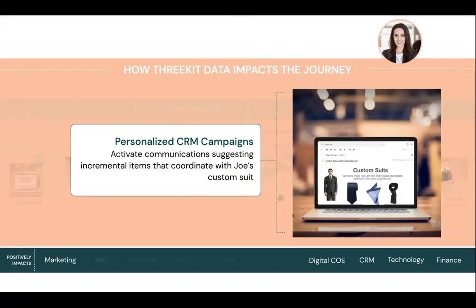So not only did we provide him a personalized experience along the entire path to purchase, we can continue to provide him with personalized campaigns and communications past his purchase, and keep him coming back for more. Keep upselling him on things that we know will resonate with him. Again, this impacts not just marketing, but your CRM, technology, finance, and different departments within your organization that can get great value out of this platform besides just what it may look like on the surface.